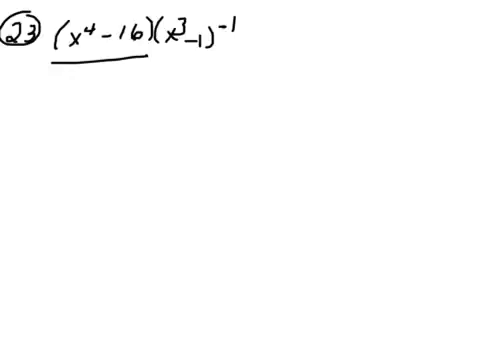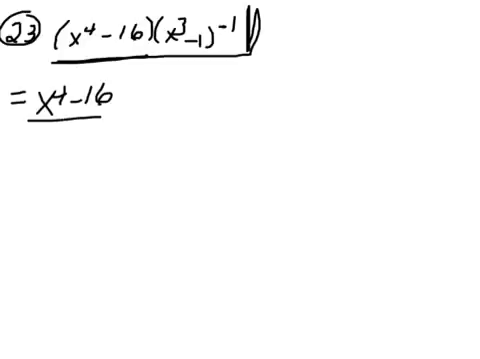In 23 we have the problem, and I've written it here, and I drew that line there. This is the original problem. Now, this problem is equal to writing x to the 4th minus 16. And this x cubed minus 1 to the minus 1 wants to go to the denominator, so it would just be x cubed minus 1 to the first power, which is just x cubed minus 1.